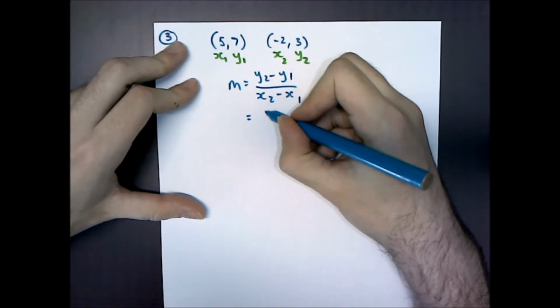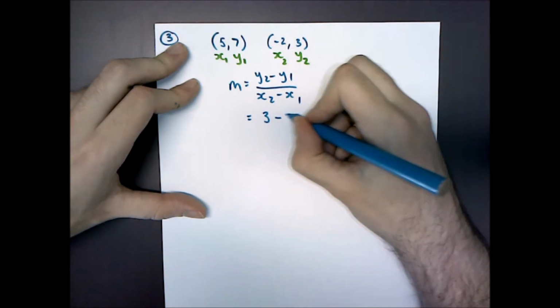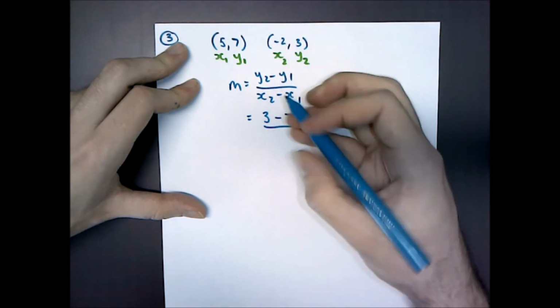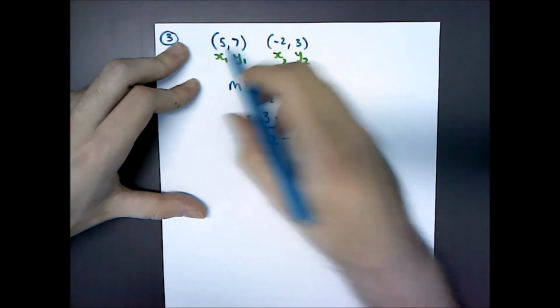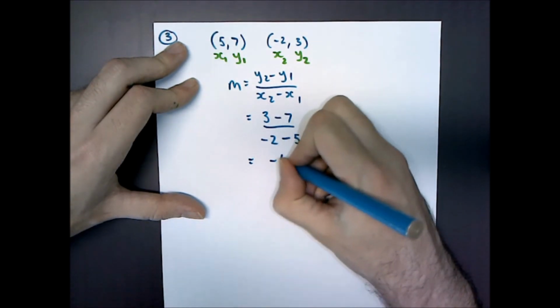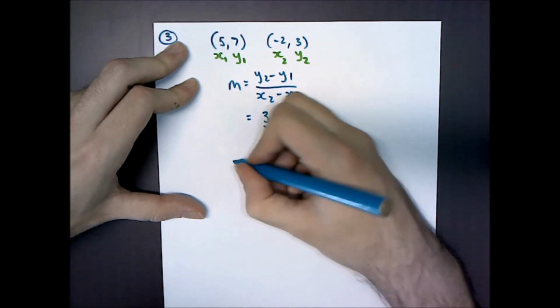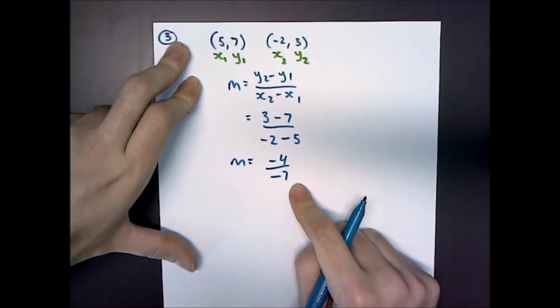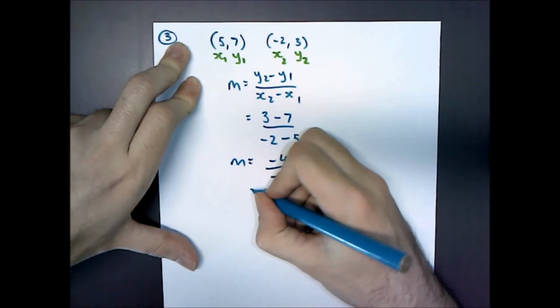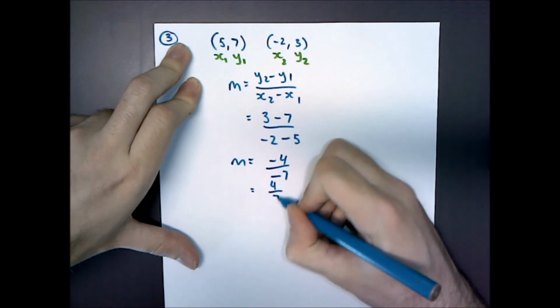y2 was 3, y1 was 7, so 3 minus 7, divided by x2, which was negative 2, minus x1, which was 5. 3 take 7 is negative 4. Negative 2 minus 5 is negative 7. So the gradient of that line is negative 4 on negative 7. However, a negative divided by a negative is a positive, so it's going to be 4 on top of 7.